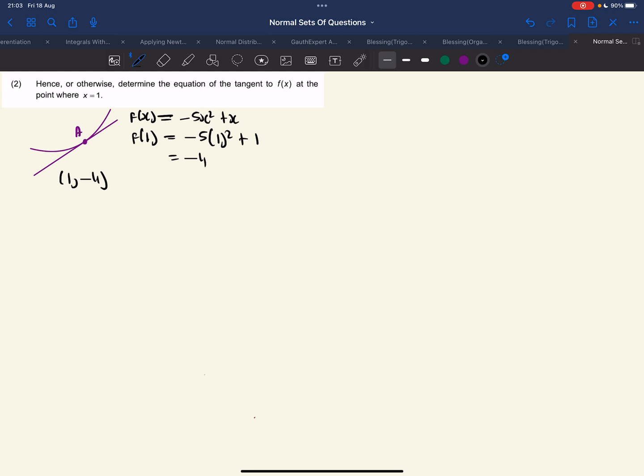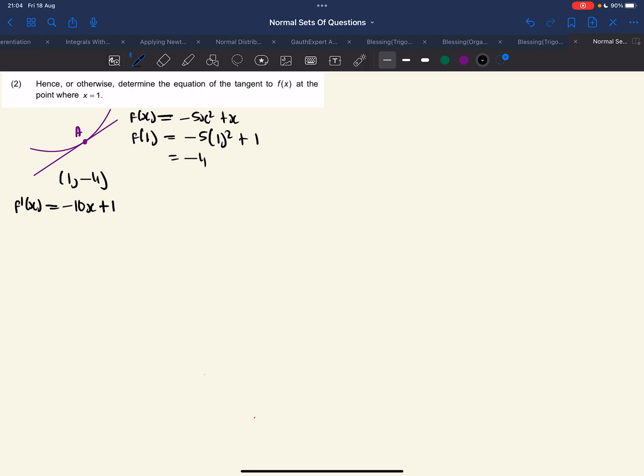All right, and then remember from our previous question, we found that the derivative f prime of x was minus 10x plus 1. So we found the derivative of f of x from the previous question, or you can use the rule to differentiate minus 5x squared plus x. But from our previous question, using first principles, we found it was minus 10x plus 1.